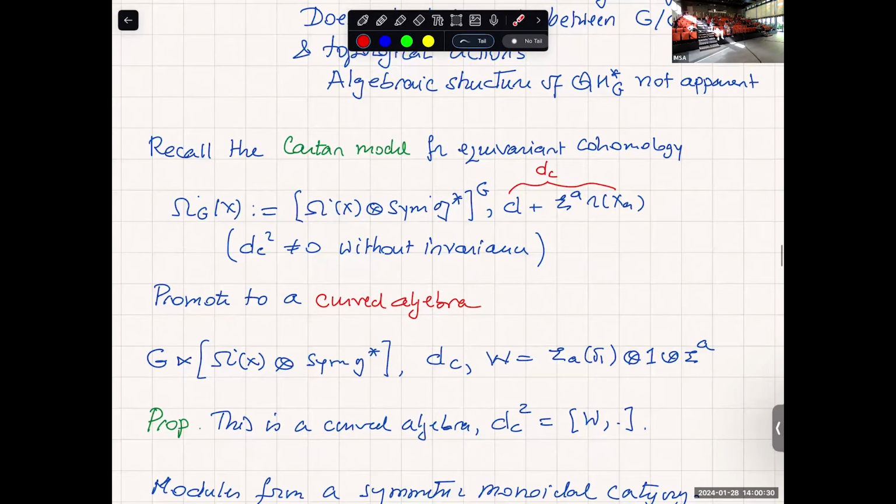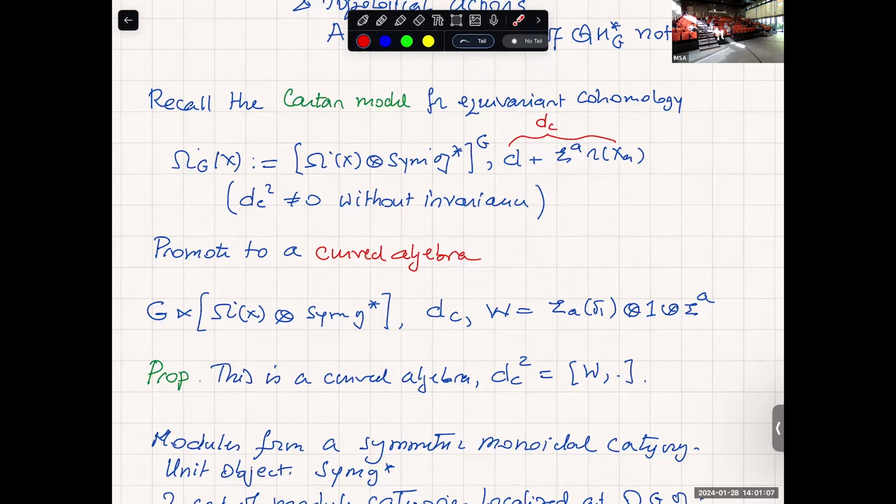So this is based on reinterpreting the Cartan model for equivariant cohomology of a manifold X. Remember, that's: take differential forms on X, tensor with the symmetric algebra of g star, polynomials on g, take group invariants, and add the de Rham differential plus a Cartan component for a total Cartan differential, and it squares to 0 on invariants. It doesn't without invariance. It squares to the Lie derivative action. But when you take G invariants, it squares to 0.